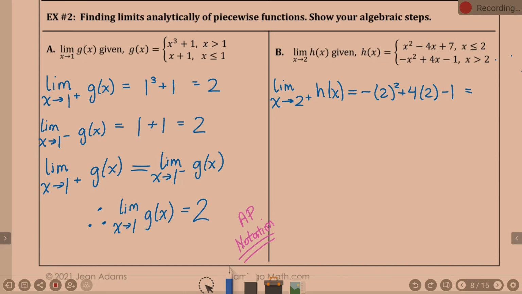I got 3. I got 11. Oh, the negative's outside of the parentheses. It's the negative of x squared, so you're going to square the number and then do the opposite of it. So 3.